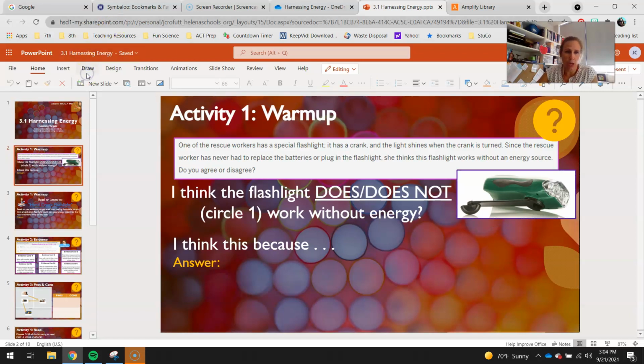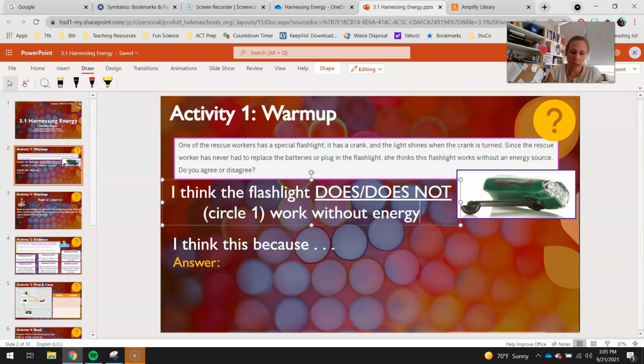You are going to use your draw tool for this first question. I think the flashlight, and you're going to either circle does or does not work without energy, okay? So go ahead, answer that first question. Remember, anytime you use the draw tool, you need to click back on the cursor. Then I want you to explain your answer. I think this because, so you will click right here next to answer, and you will explain why you circled either does or does not work without energy, okay?